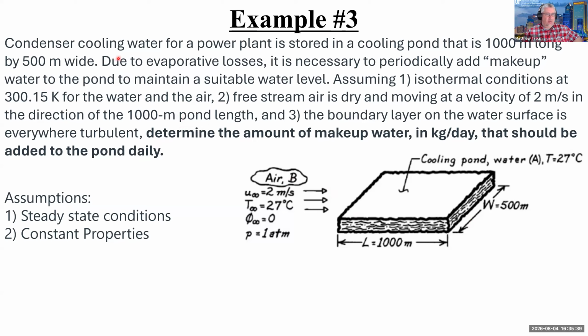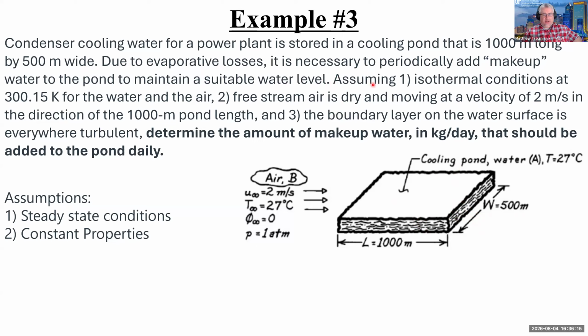reservoir of condensing cooling water used in a power plant, right? Stored in a pond that is 1,000 meters long and 500 meters wide. Due to evaporative losses, it's necessary to periodically add makeup water to the pond to maintain a suitable water level, right? So water is evaporating from this pond, and we're pouring water back into the pond to make sure that the pond stays at a particular height, right? Probably a height above like an inlet valve or something like that, or an inlet conduit for the power station.